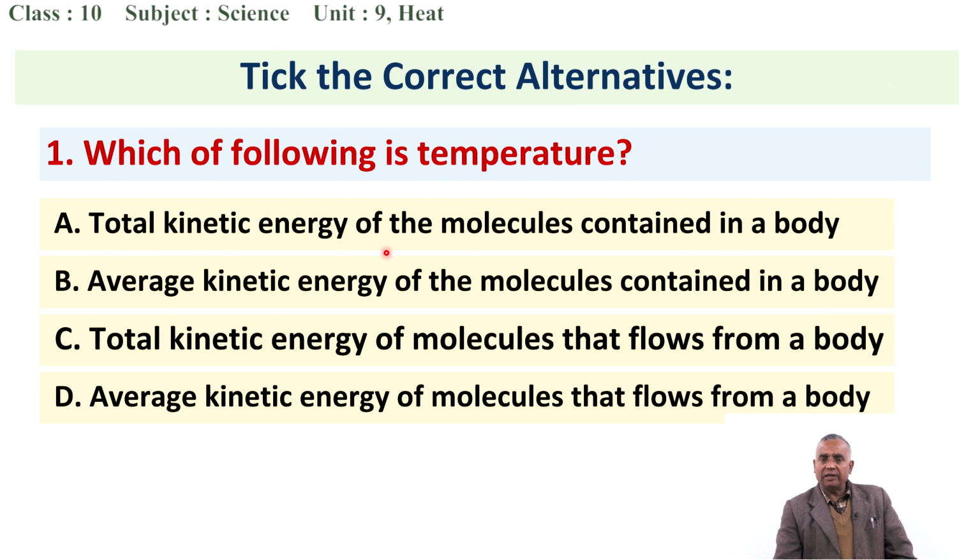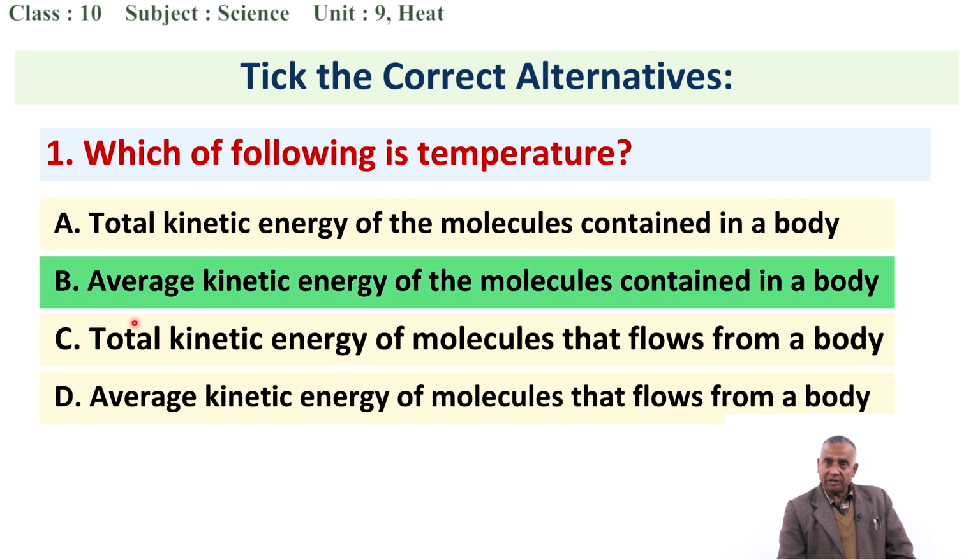A, total kinetic energy of the molecule contained in a body. B, average kinetic energy of the molecule contained in a body. C, total kinetic energy of molecules that flows from a body. Average kinetic energy of molecules that flows from a body is D. So out of them, temperature is related with average, leave total. Out of these two average, which one? That one or that one? So very easily you can find out that is B. B is correct one.